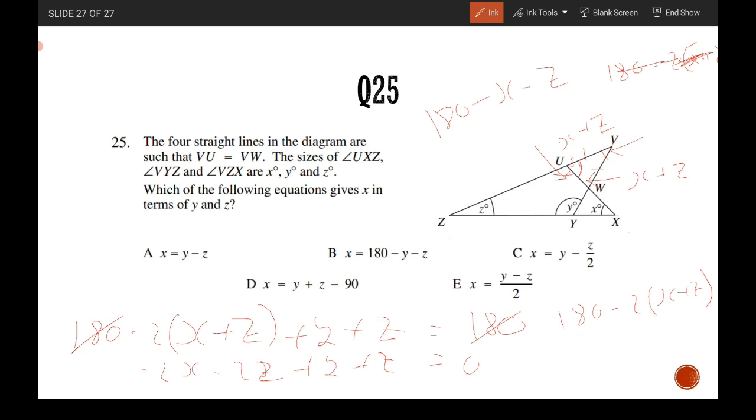Then I'll write it up here, I guess. So we're going to remove the x over to the other side. 2x equals y minus z. x equals y minus z over 2, which is E.